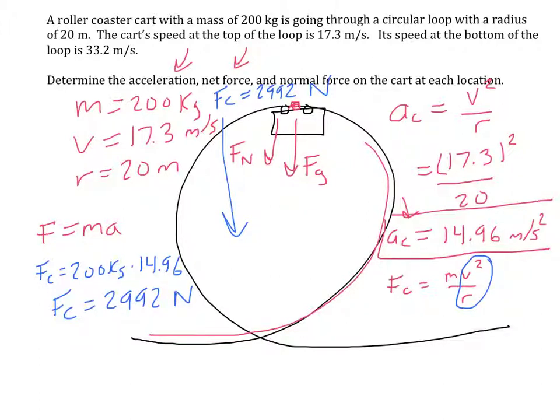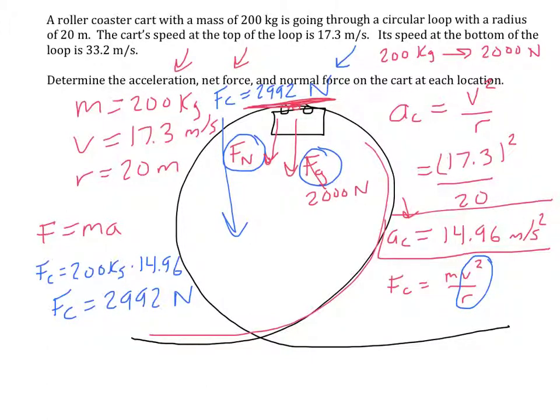But we're not done. The question is, what is the normal force on the cart? So we want to know this force. These two forces together, the gravitational force and the normal force, are causing the centripetal force. The centripetal force is the net force in this situation. So if I want to find the normal force, I first have to find the gravitational force. We know how to do that. We have a 200 kilogram object, and again, I'm assuming g is 10 to make this easier. So a 200 kilogram object has a weight of 2,000 newtons. If you need a review on that, check one of my other videos. So this force is 2,000 newtons.